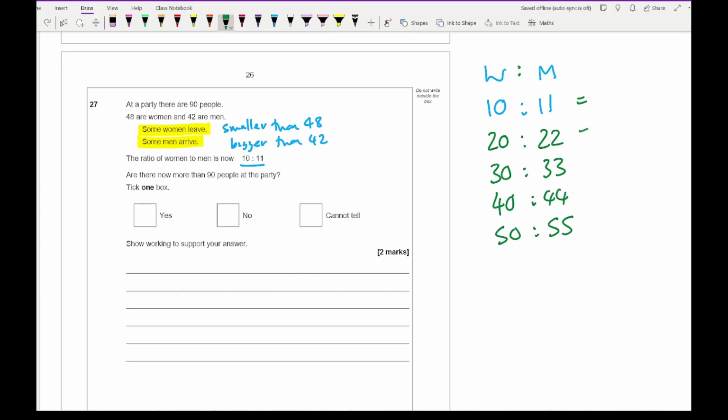Now if I just total up the number of people, this one's not valid because we've got to have at least 42 men. So it's definitely not going to be those two there. So it's either going to be these two options. Now in terms of the women, it's got to be a number that's less than 48, so that cancels that one down. So the only possible option is this equivalent ratio here, in which we've got a total of 84 people. So answering the question, are there more than 90 people at the party? Well, the answer is no, because there are 84, and your working out will be all of that.